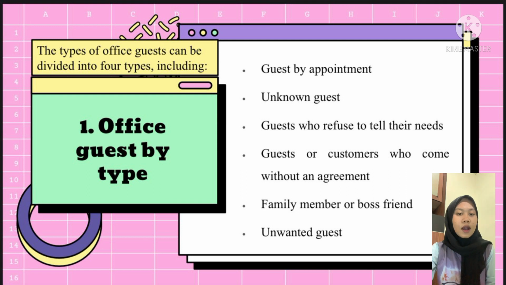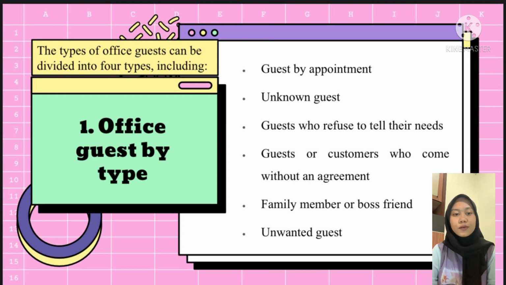Two, unknown guests. First of all, you must politely ask what they need, and you can tell them to sit down while you ask your boss. If the guest can be accepted, please tell them to sit down and wait their turn to meet your boss. If a guest is rejected, give a good reason and offer to make an appointment in advance.